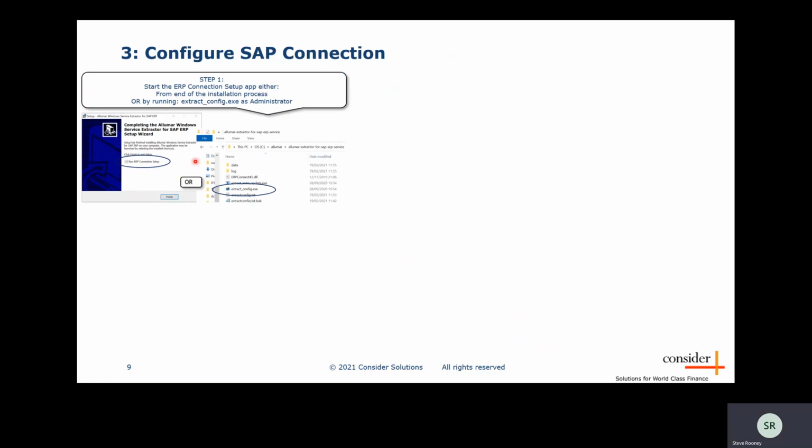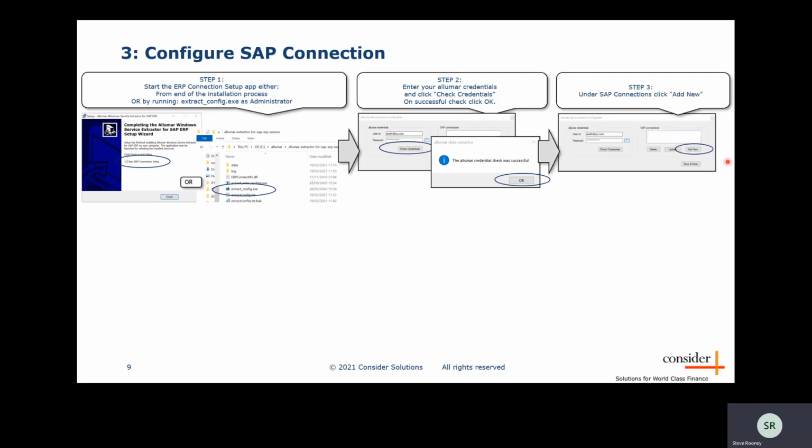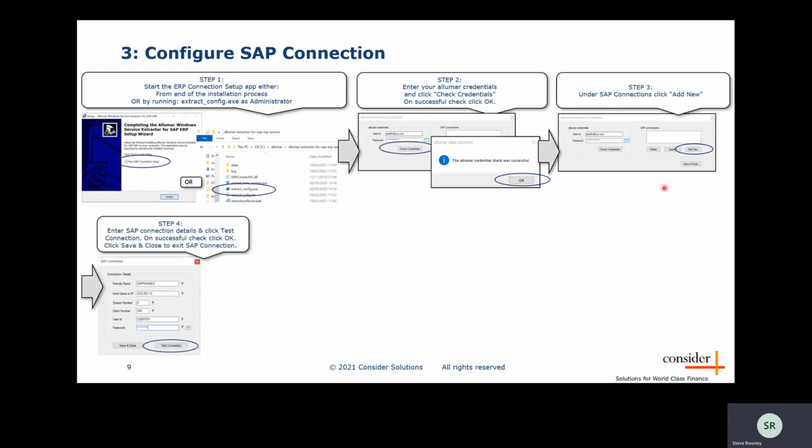Then either from the final page for the installation or from the installation folder, run the extract config, and that will display a small dialogue. Firstly, enter your allumar credentials that you created earlier. Click on check credentials. That should give you a successful message. Click on OK. Then on the right hand side, under SAP connections, click on add new.